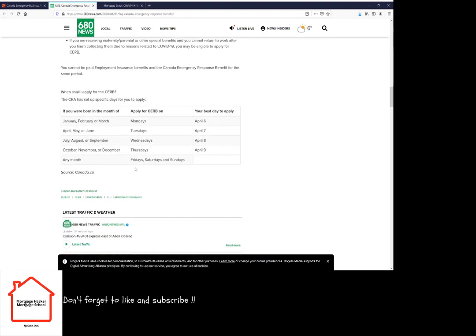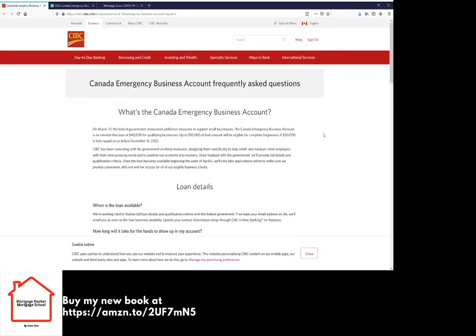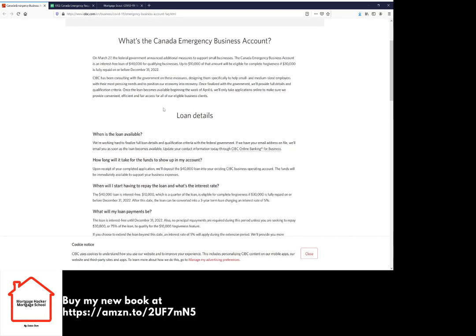So that's that. And lastly, a lot of my clients are business owners and they have heard about this emergency business account, which allows you to apply for an interest-free loan of up to $40,000 for qualifying businesses. Again, this is applying, right? You don't automatically get it. And up to $10,000 of that would be eligible for forgiveness. So you will only need to repay $30,000, right? So this one is a government program.